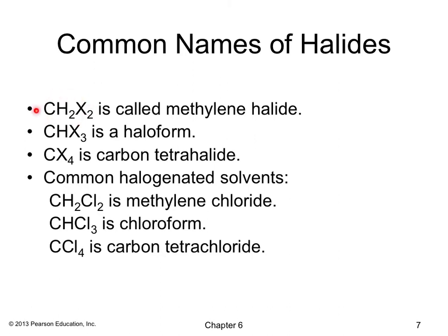So CH2X2 is called methylene halide. CHX3 is a haloform we've talked about in class previously. Bromoforms, etc., chloroforms. CX4 is a carbon tetrahalide, and common halogenated solvents are methylene chloride, chloroform, and carbon tetrachloride. So there's no way out of this, you're just going to have to memorize those names.